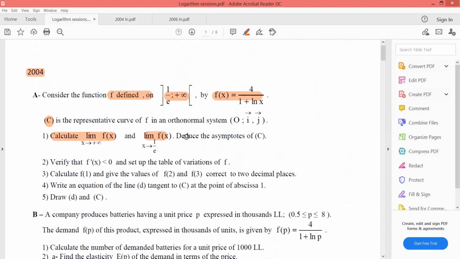Deduce the asymptotes of C. It means here we have more than one asymptote. So we find two limits. From the first limit, we have to calculate an asymptote. And from the second limit, we have to determine the other asymptote. We have determined that limit as x tends to plus infinity of f(x) equals 0. As x tends to plus infinity, y tends to 0, then y equals 0 is a horizontal asymptote. As x tends to 1 over e, y tends to plus infinity, so x equal 1 over e is a vertical asymptote.